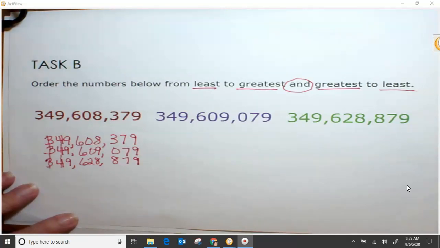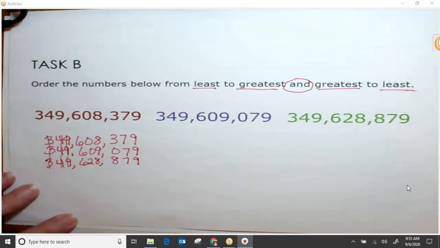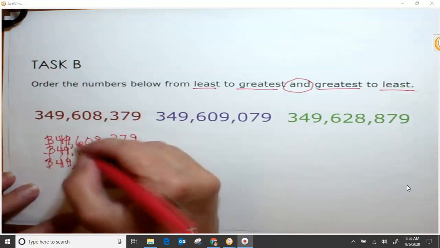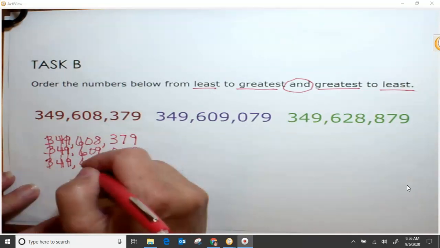But anyway, I look to the millions place, and they are all the same again. Can't do it. Look to the next place, which is the 100,000s. They are all the same again. Somebody's trying to mess us up here, I think. They like to be tricky. But I look to the 10,000s place and I see I have a 0 and a 2. So I do not know which is the very smallest, the least one, because zeros are less than 2.